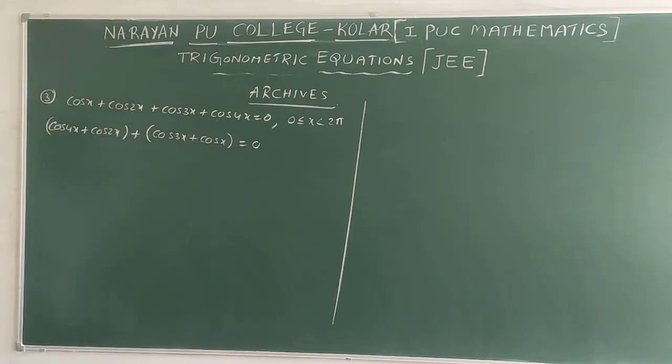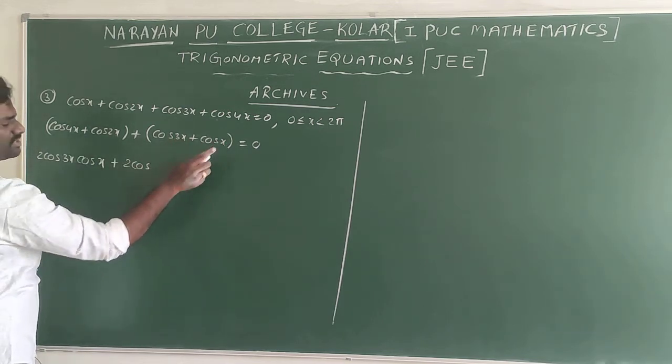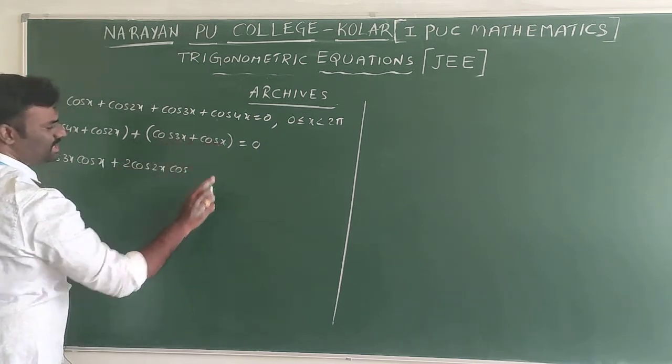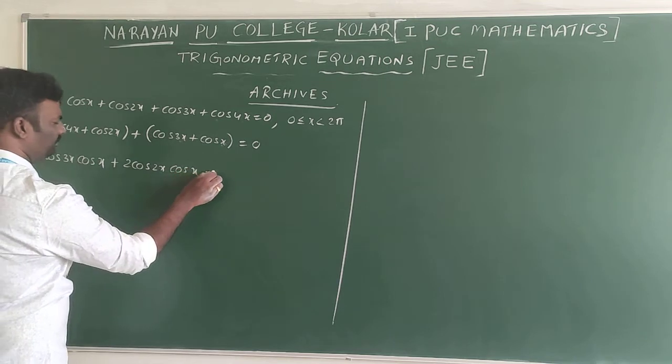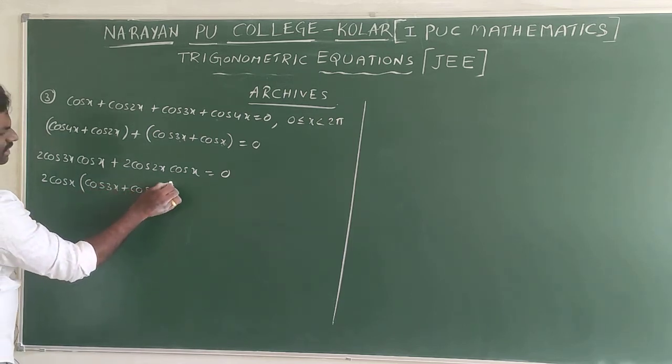It is in the form of cos C plus cos D. 2 cos (C plus D) by 2, 4x plus 2x, 6x by 2, 3x. Cos (C minus D) by 2, 4x minus 2x, 2x by 2, that is nothing but x. Here 2 cos (C plus D) by 2, 3x plus x, 4x by 2. Cos (C minus D) by 2, 3x minus x, 2x by 2. Now I can take 2 cos x common. What will we get? Cos 3x plus cos 2x is equal to 0.